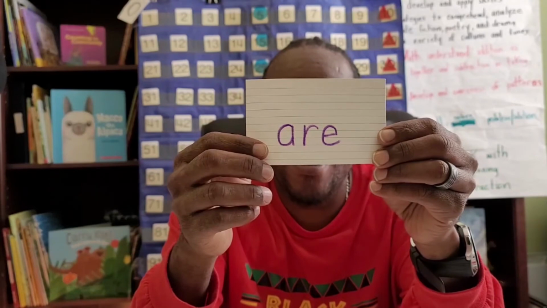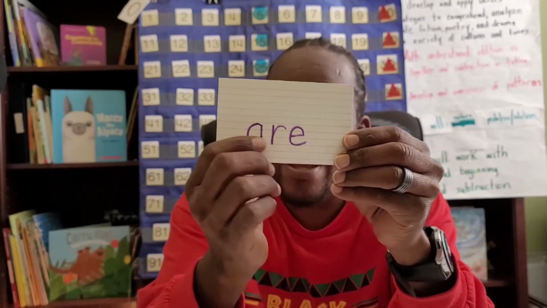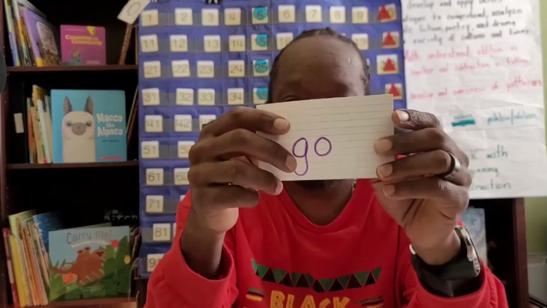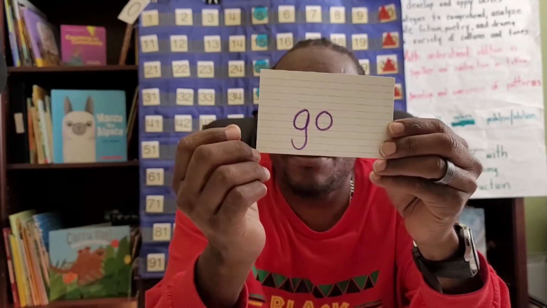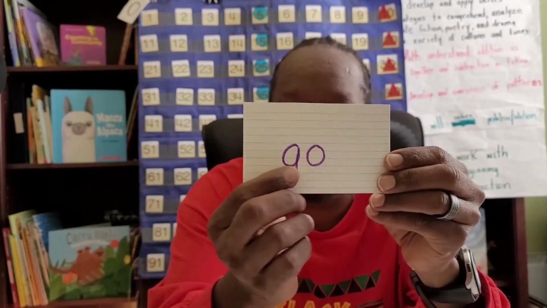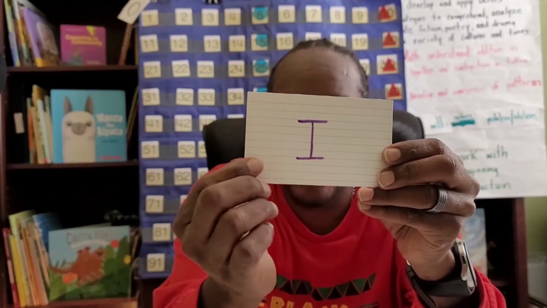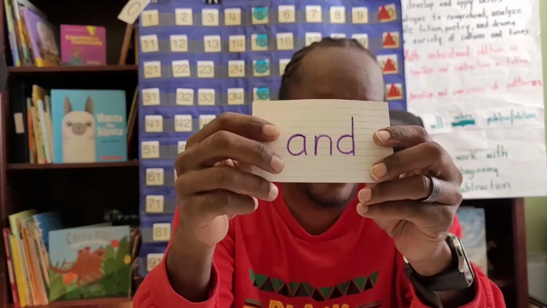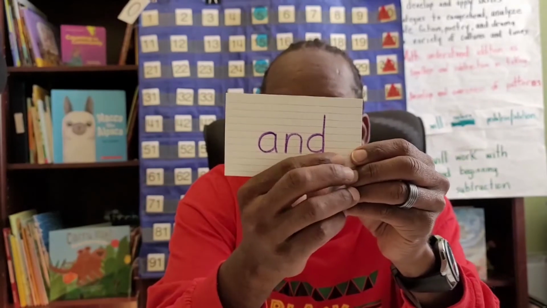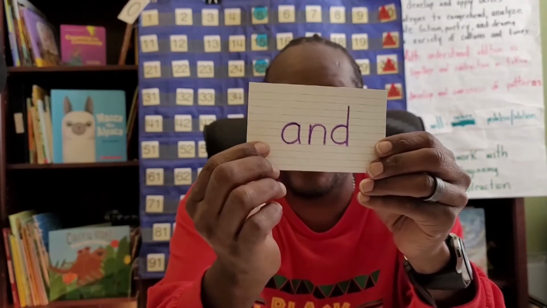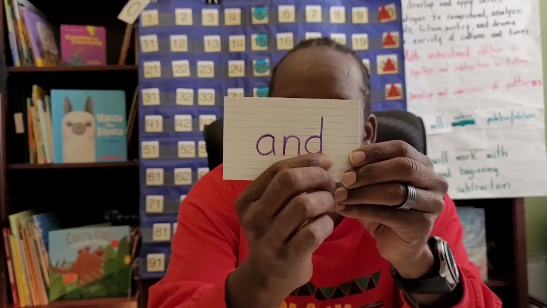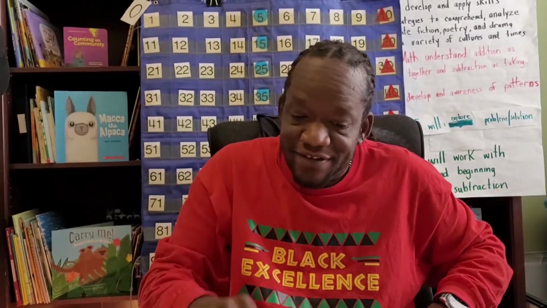What word is this? Are. Let's spell are. A-R-E. Are. What word is this? Go. Read it. Go. G-O. Go. What word is this? I. Capital I. I love teaching. And what word is this? And. A-N-D. And.